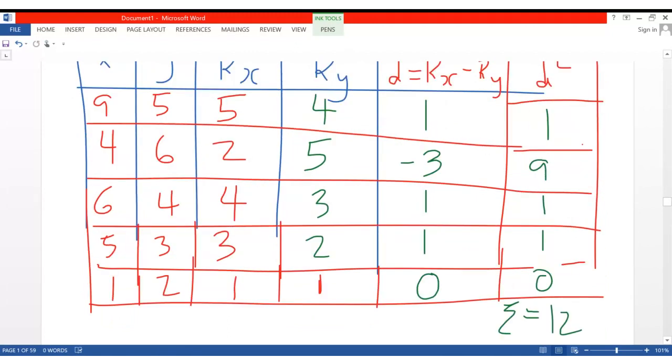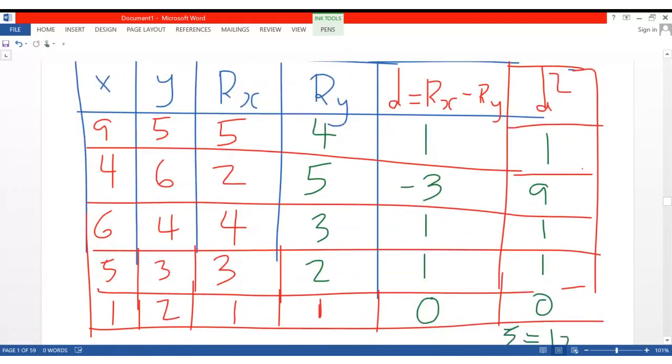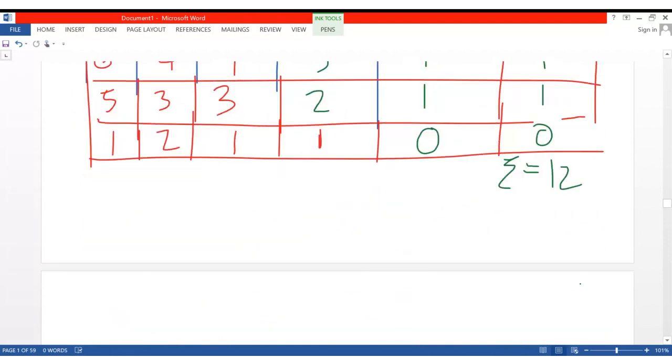So I'll go back now to the formula. We need n. In the formula, we need n. So what is n? n basically is the number of variables of one function, either x or y. So I'll just ask a very simple question.